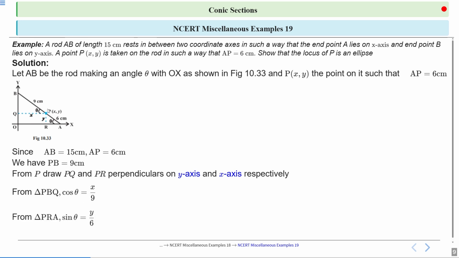From triangle PRA, sin theta is equal to y upon 6. Why? Because we know sin theta is equal to perpendicular divided by hypotenuse. So here perpendicular is y and hypotenuse is 6 centimeter. So sin theta is equal to y upon 6.